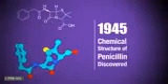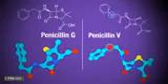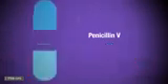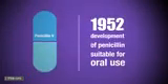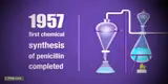In 1945, using X-ray crystallography, Dorothy Hodgkin determined the chemical structure of penicillin, a discovery that fueled the quest to synthesize the drug. In 1952, a form of penicillin suitable for oral use, called Penicillin V, was developed. And in 1957, Penicillin V was produced synthetically for the first time, laying the foundation for the development and synthesis of new penicillin antibiotics.